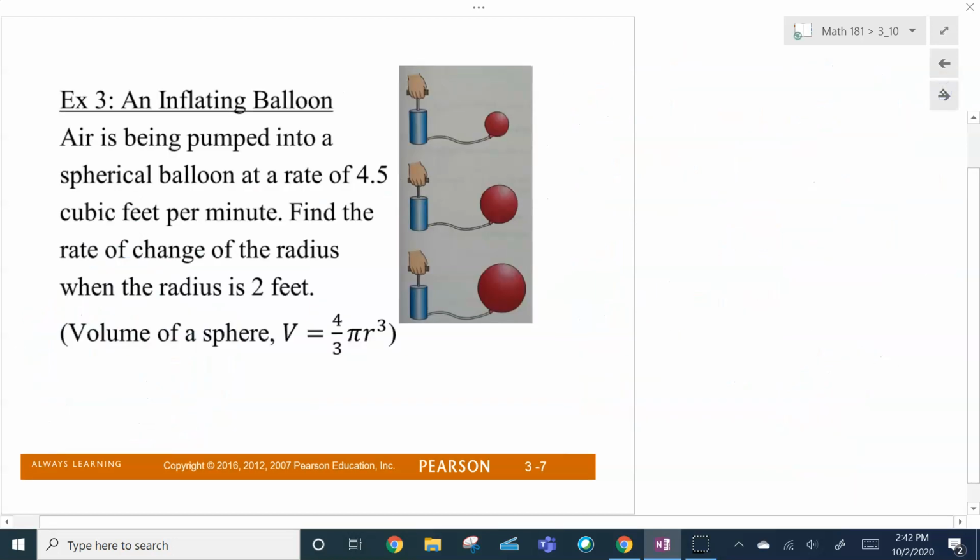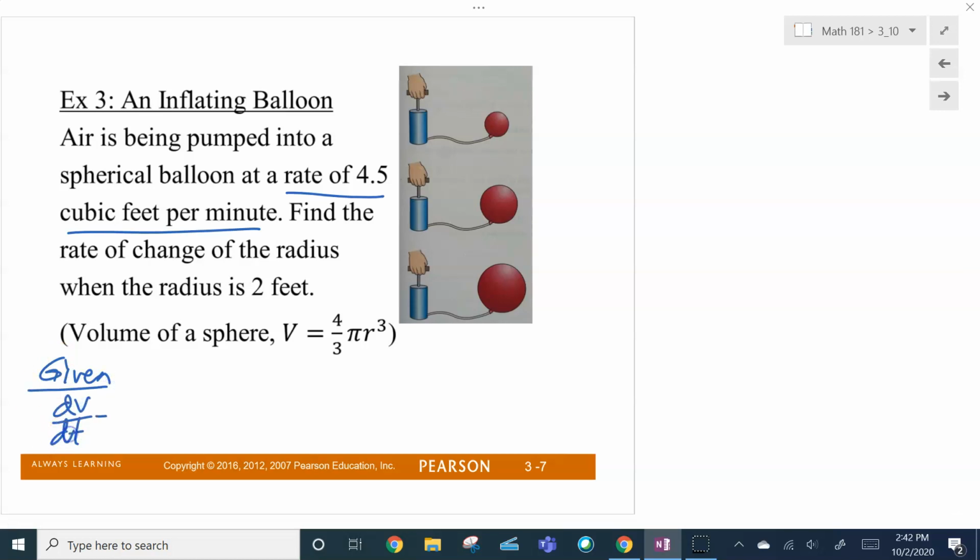Air is being pumped into a spherical balloon at a rate of, so this is the rate of change of the volume, so we're given dV/dt is 4.5 cubic feet per minute. Find the rate of change of the radius. Rate of change, again, that's the derivative. What's the rate of change of the radius?